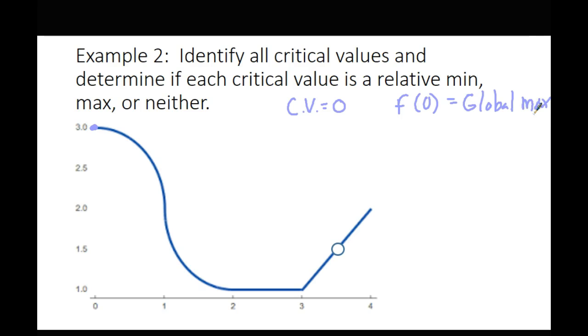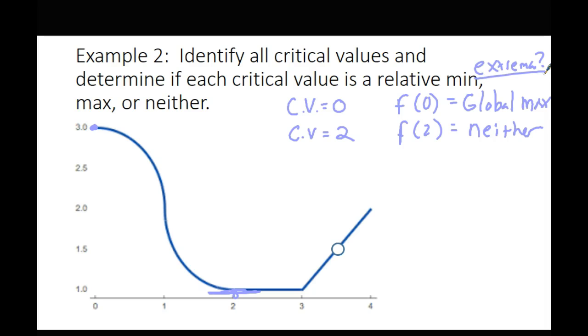All right, what's another critical value? 2. Sure, I'll take that. So we have another critical value at 2. Because the slope is what at 2? 0. Horizontal, right? Is that a relative min or a max? Neither. It's neither. And then 3 would be neither. And then 4 would be a relative extreme.